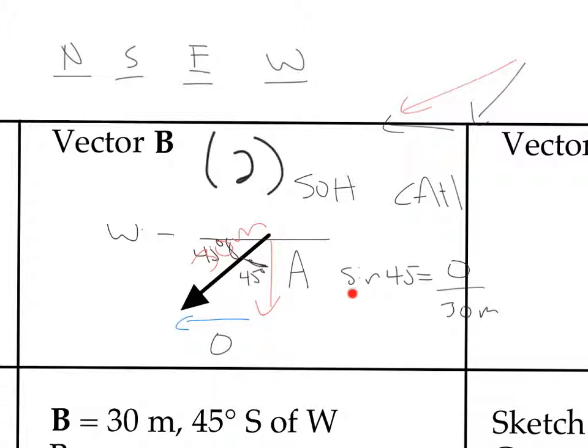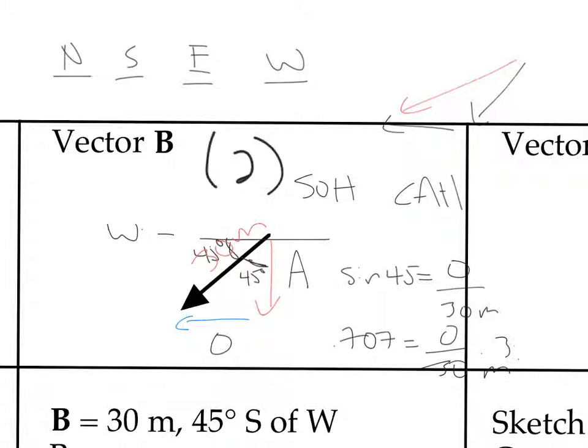So now on my calculator, I'm going to type in sine of 45 and I'm going to get a number. That number is going to come out to 0.707, and that equals O divided by 30. So then I'm going to multiply to get O by itself to find out what this opposite side is. I'm going to multiply 30 to this side. So I'm going to multiply both sides by 30.